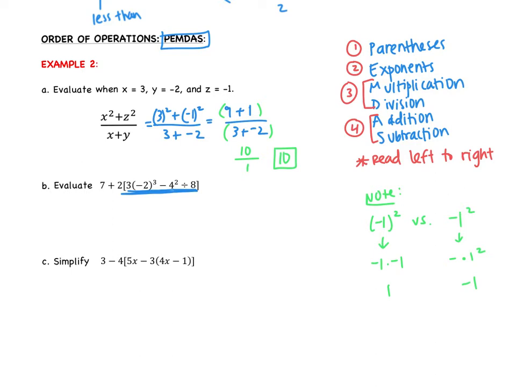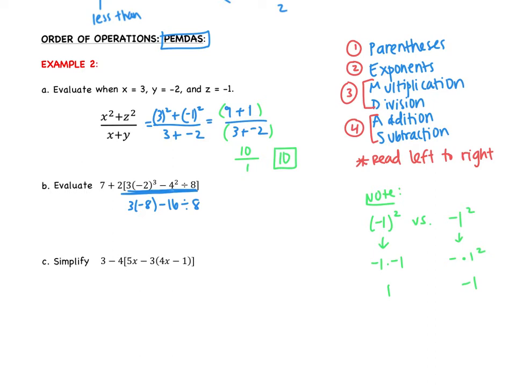Did we distribute this 3 before we do the exponent, or no? Not quite. So this 3 is considered multiplication. Yeah, good question. So we're going to do the negative 2 cubed first. Negative 2 cubed is negative 8. 4 squared is 16. Okay, so that was the exponents.